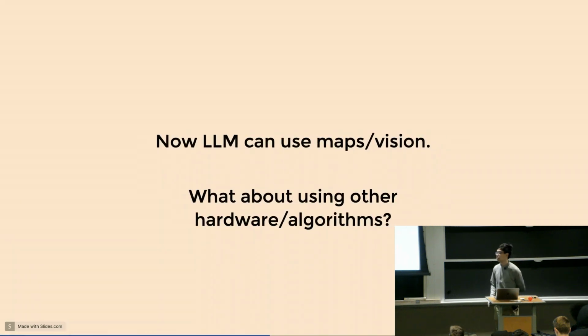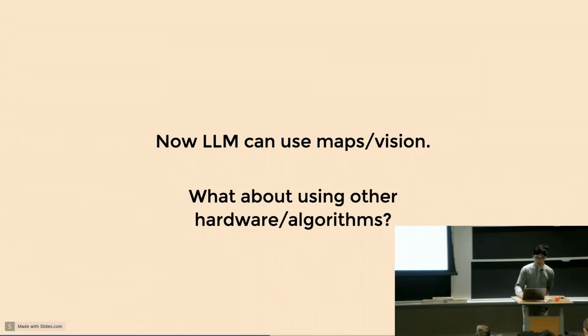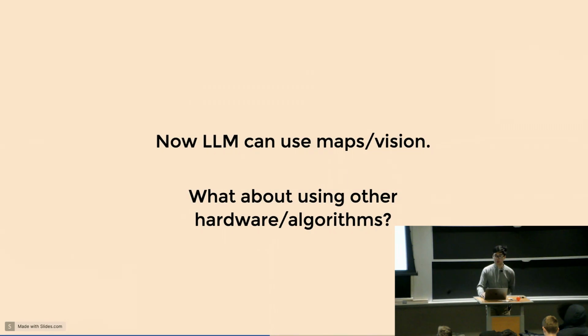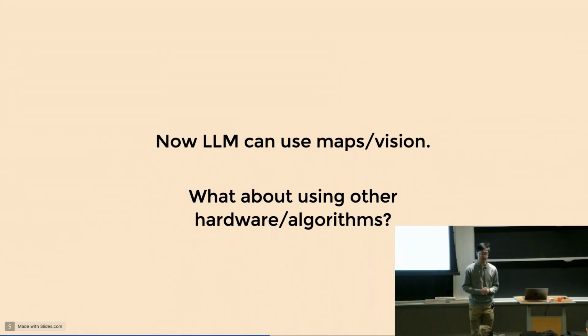But now we all know that we have visual language models. Many of you have played with GPT-4, aka GPT-4V. Okay, so now large language models can use maps and vision. These are all useful tools for robotics. But what about using other hardware and algorithms?